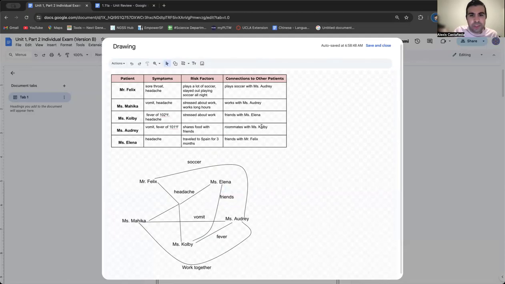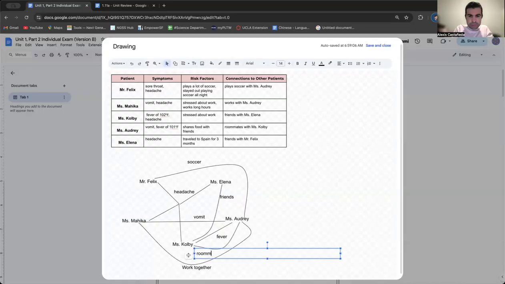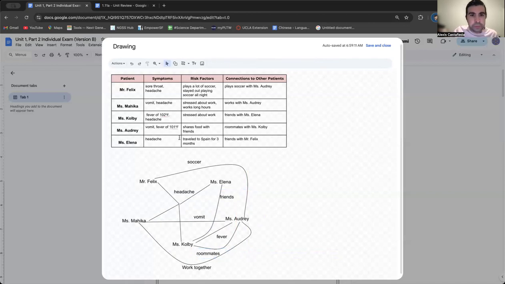We have that Miss Audrey is roommates with Miss Colby. So let's put these two together. Miss Audrey and Miss Colby, they are roommates and they live together. It means the same thing. Roommates. Okay. Let's see. And then we have that Miss Elena is also friends with Mr. Felix. So they are friends.